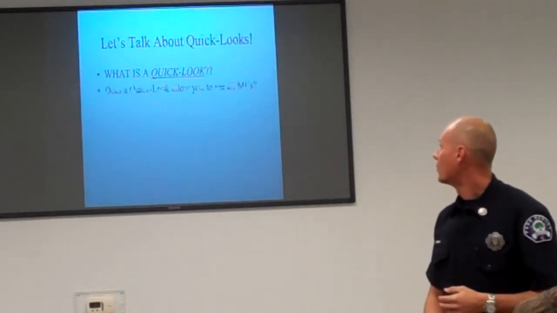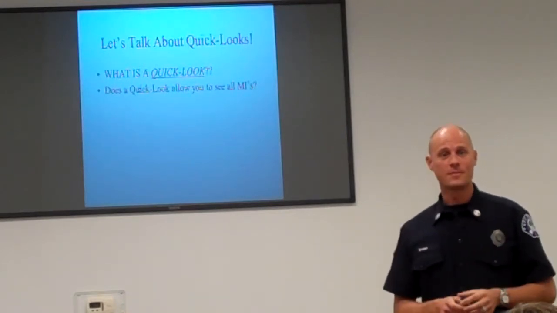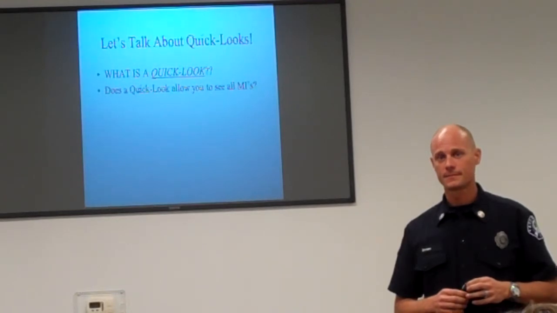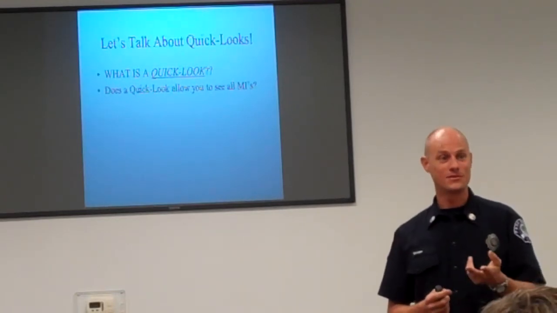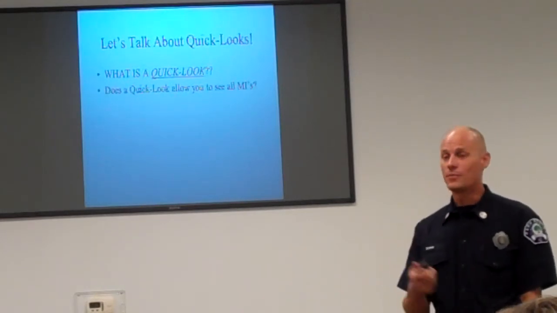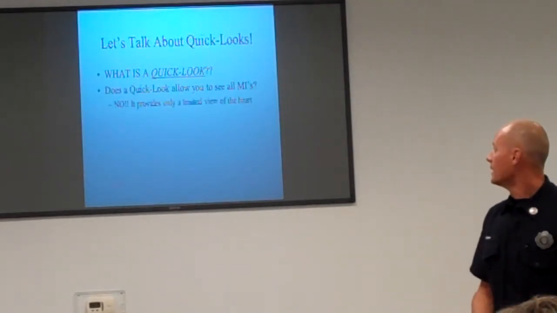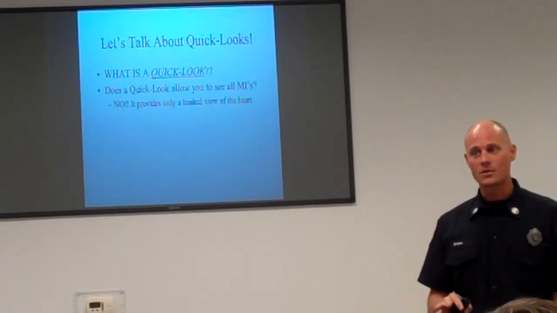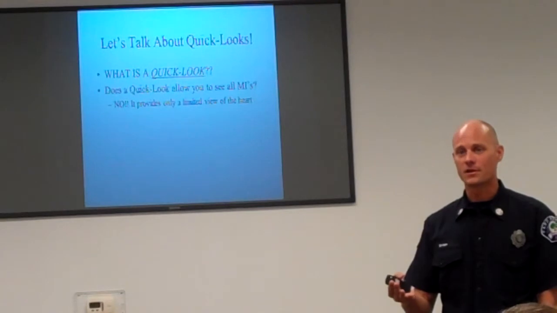Yeah. So with that, can we see all types of MIs with a quick look? You cannot. You can see many types. Right. You can see all but two types, yeah. But we're not going to see them all, right? It gives us a limited view of the heart. The reason it's important to even talk about a quick look is because why would we be doing a quick look in the first place?